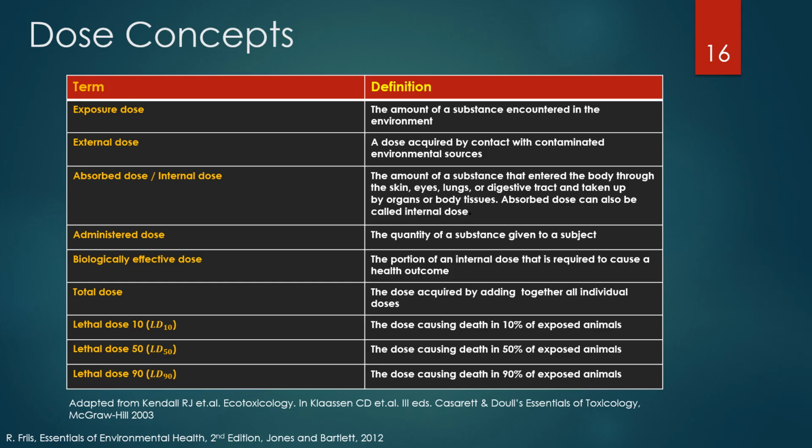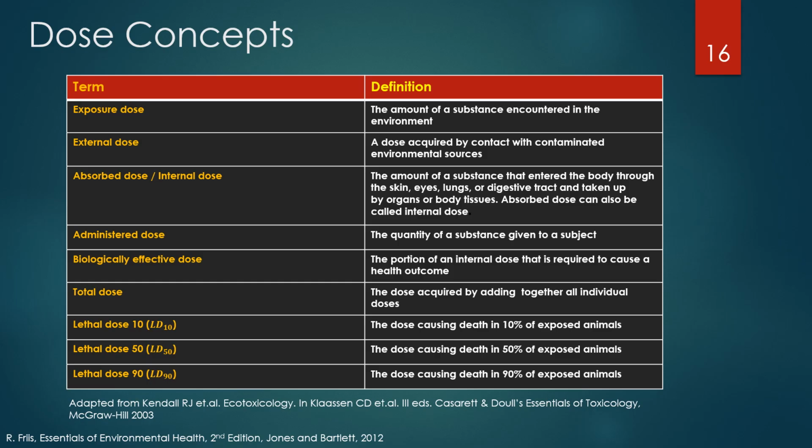External dose is a dose acquired by contact with contaminated environmental sources. Absorbed dose is the amount of a substance that entered the body through the skin, eyes, lungs, or digestive tract and taken up by organs or body tissues. Absorbed dose can also be called an internal dose. Administered dose is the quantity of a substance given to a subject.